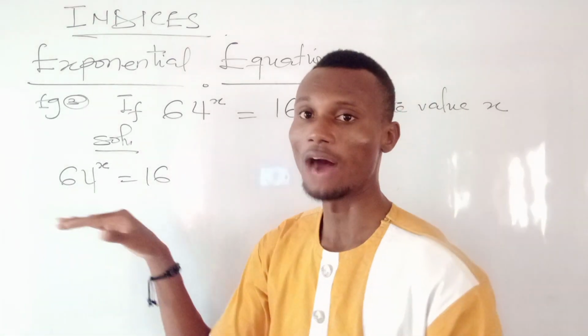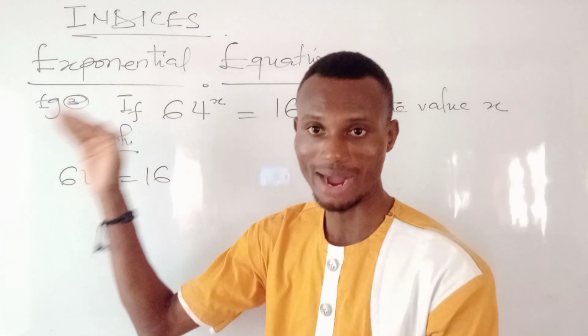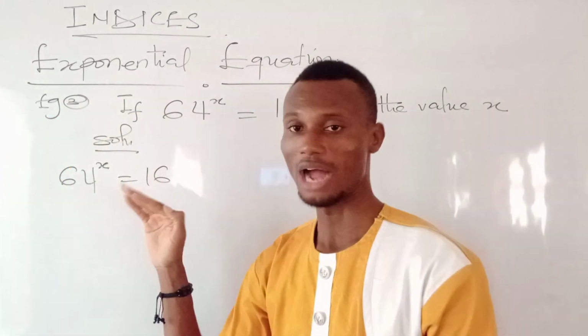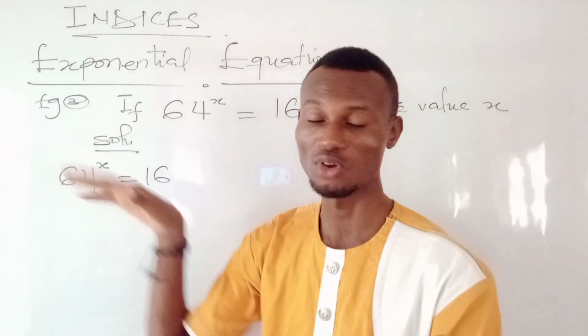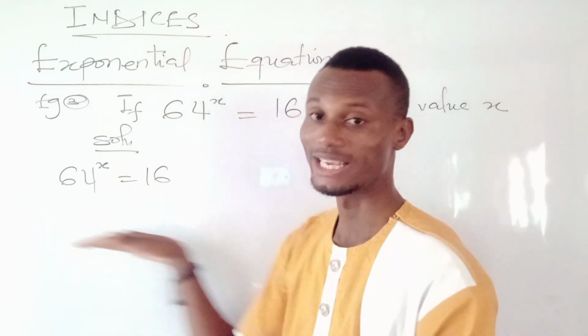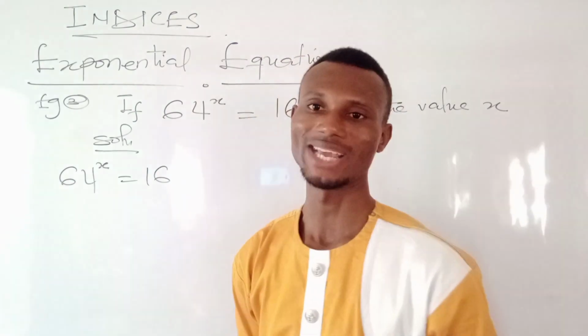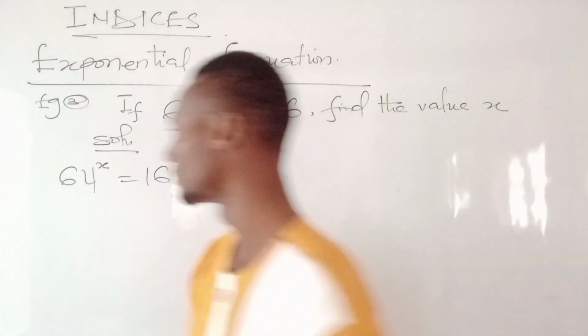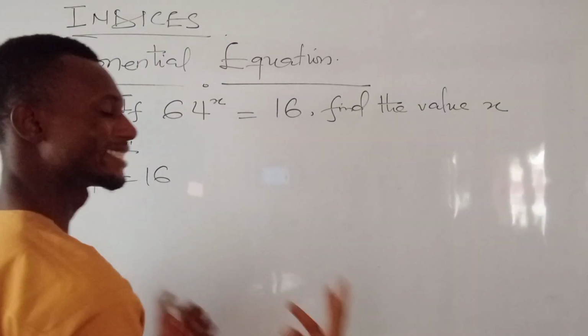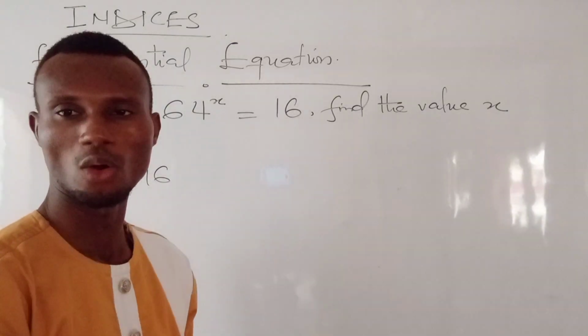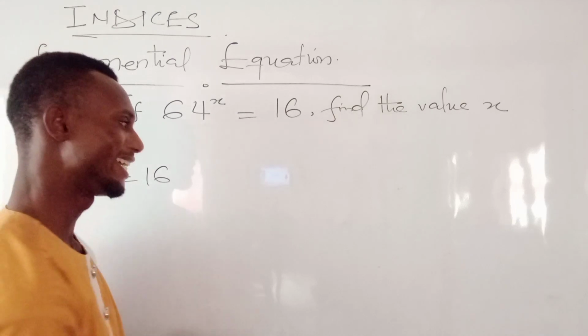Okay, the 64, I'll express it as 4 to the power something, and the 16 also I'll express as 4 to the power something, because as I said, they need to get the same base before we can equate the powers. Okay, so now let's think about it. 4 to the power what gives 64?